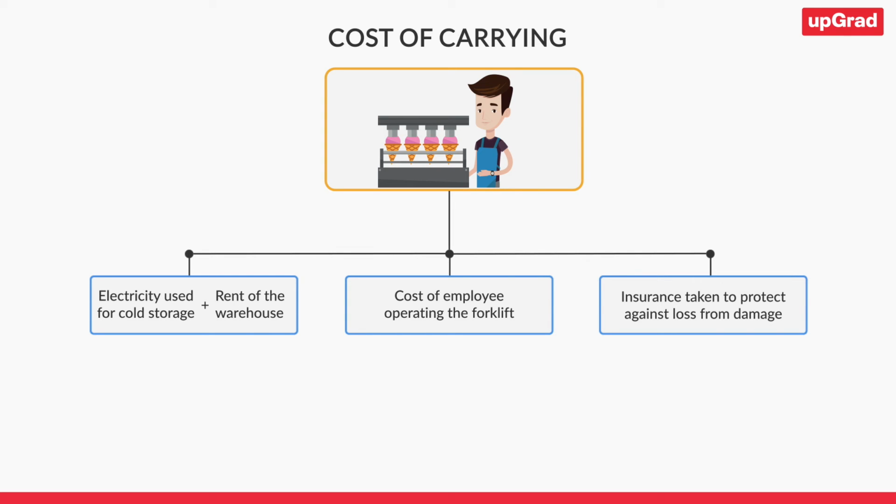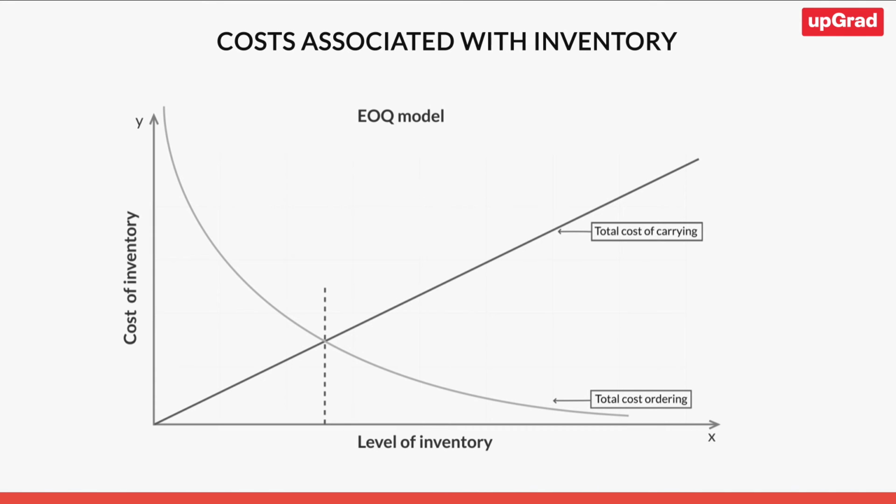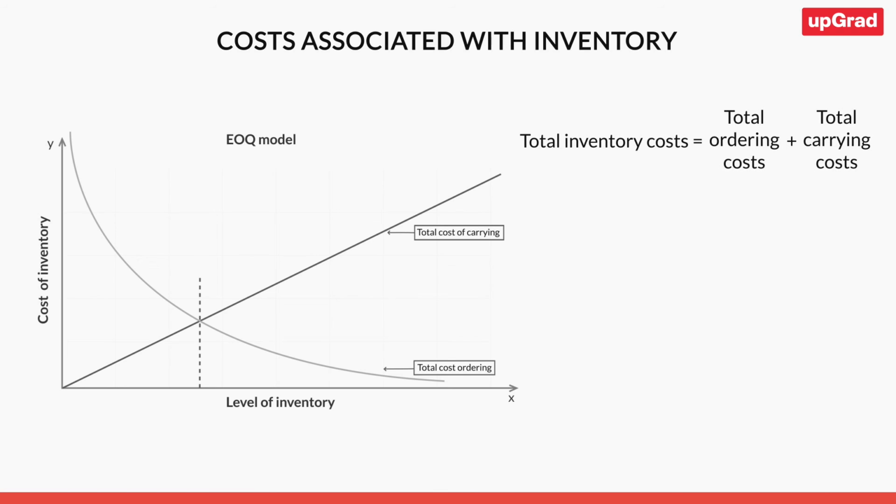because of damaged goods. Inventory ordering cost and carrying costs are like two sides of a weighing scale. If one pan is down, the other is up, which can be illustrated by the curve. Total inventory costs would be the sum of total ordering cost and total carrying costs. In a formula, it can be Q0 multiplied by D divided by Q plus C multiplied by Q divided by 2.